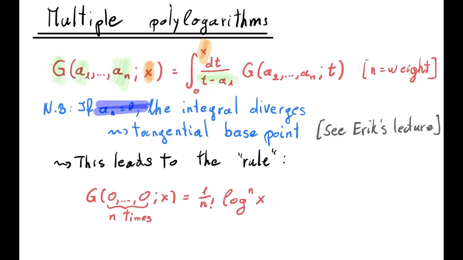Here, I'm just going to tell you that the rule that follows from this is that whenever you have a multiple polylogarithm where all the arguments are 0, it is just a power of log. And that is then enough, because now if an is 0 here, you use the recursion until you get to something where all indices are 0, and you use the rule shown at the bottom of this slide.